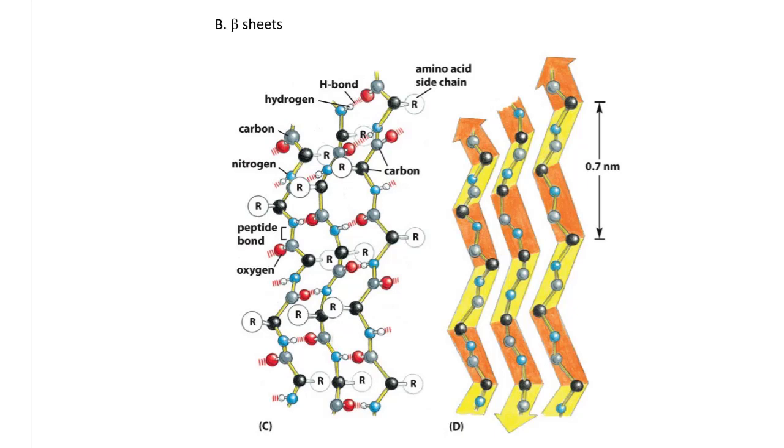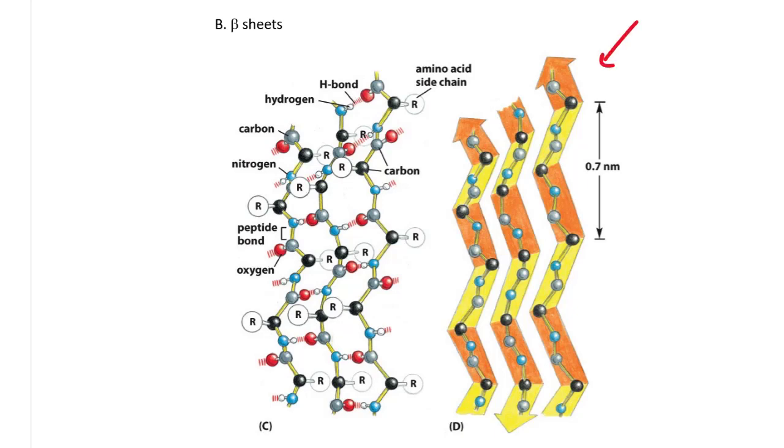Now beta sheets are again very similar in how they're formed. You still have hydrogen bonding between the amide hydrogen and the carbonyl oxygen of another amino acid. So you have these polypeptide chains side by side each other, and this is shown in this picture right here very clearly.